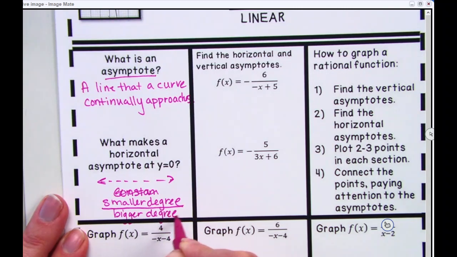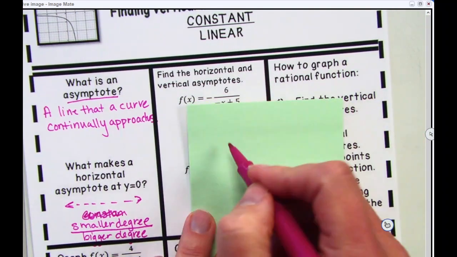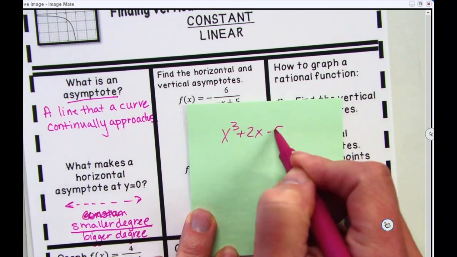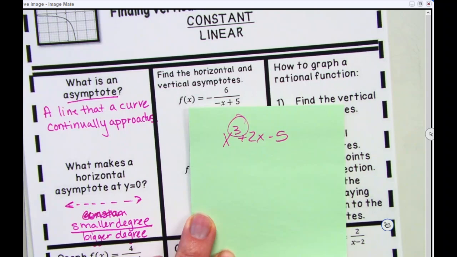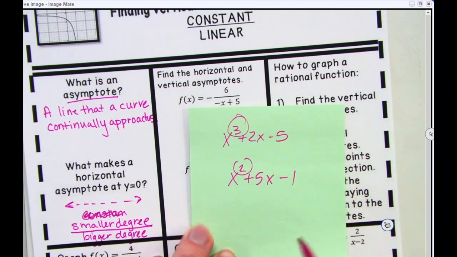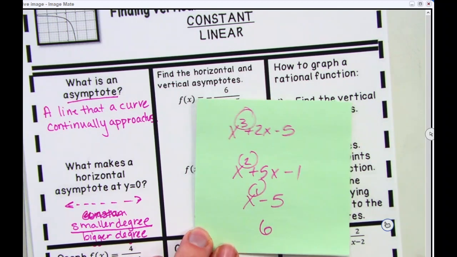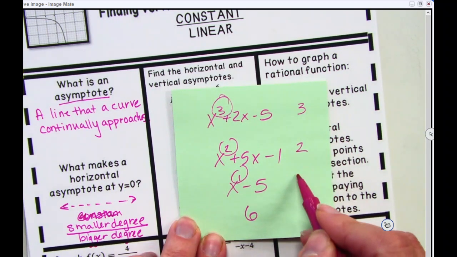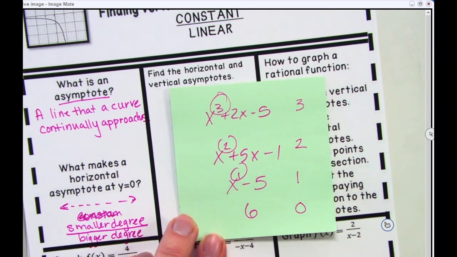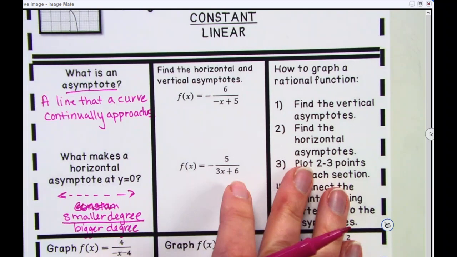Do you remember how to find the degree of a function? All right, so let's do a little review. If I have x cubed plus 2x minus 5, guess what its degree is? 3. If I have x squared plus 5x minus 1, what's its degree? 2. If I have x minus 5, what's its degree? 1. If I have 6, what's its degree? It would have a degree of 0 in that case. So it's just the exponent of the variable.